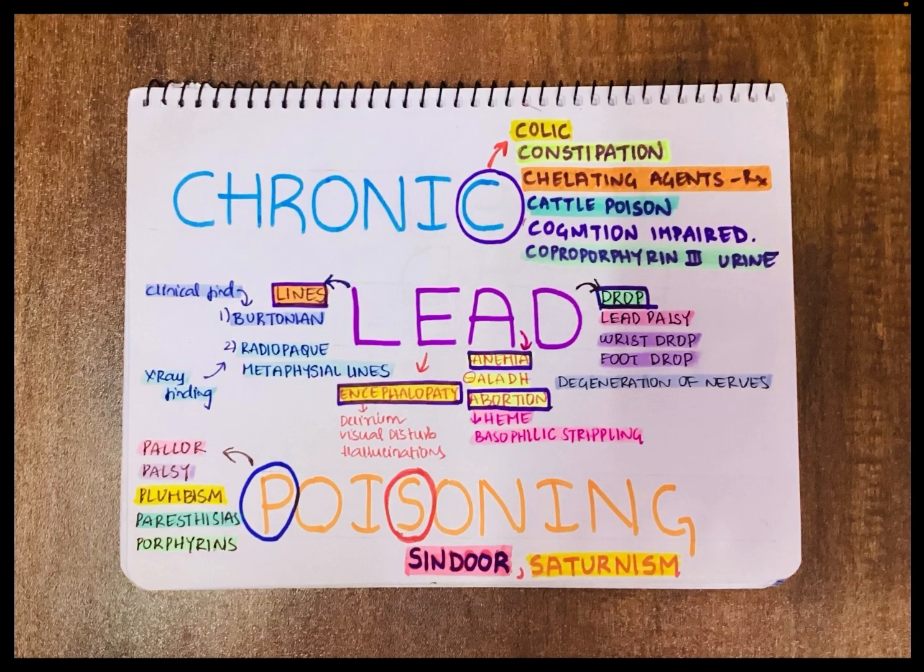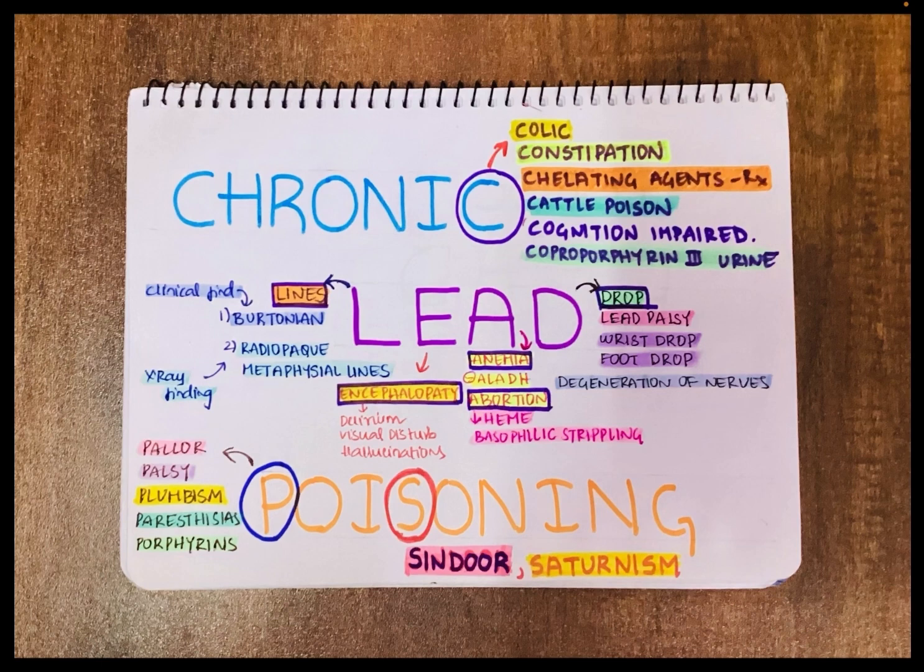Now coming to the lead. So the L in lead stands for lines. Here you have to remember two lines. The first is Burtonian lines. It is a clinical finding where you can see blue lines at the junction of the teeth. And the second is radio opaque metaphyseal lines. These are seen on the X-rays of the bone in the metaphyseal region. It is an X-ray finding.